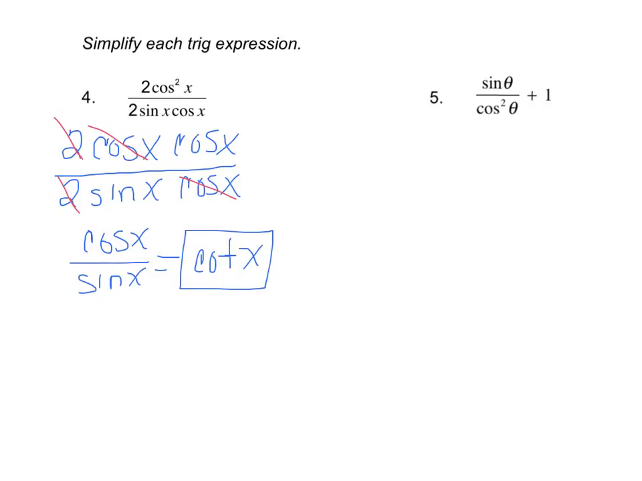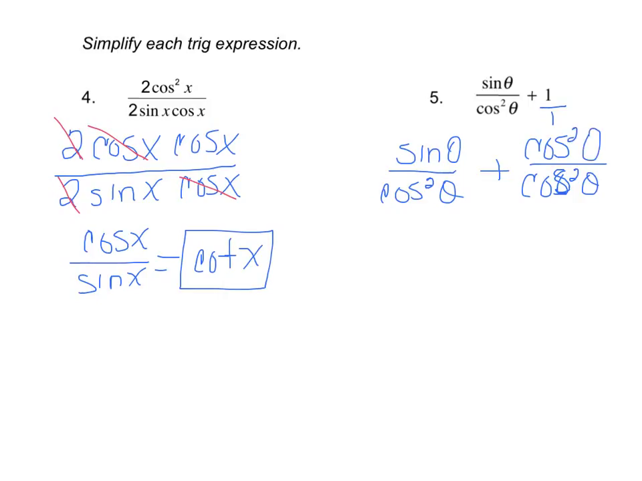I actually can't factor anything because I'm adding a fraction to a whole number. So I'm going to make 1 a fraction by putting it over 1. Common denominator for cosine squared of theta and 1 would be cosine squared of theta. So this is going to stay a sine of theta, sorry. And what did I multiply 1 by to get cosine squared of theta? Cosine squared of theta. So cosine squared of theta times 1 is cosine squared of theta.